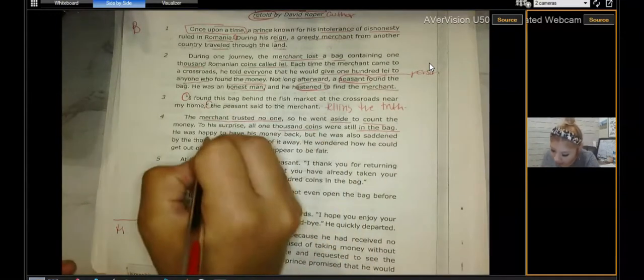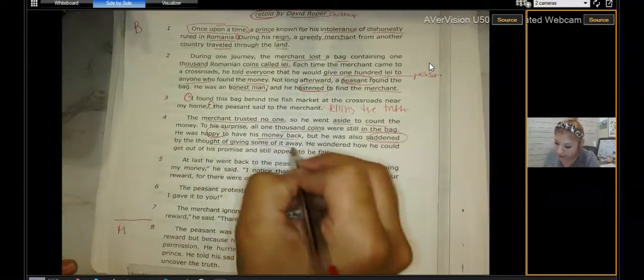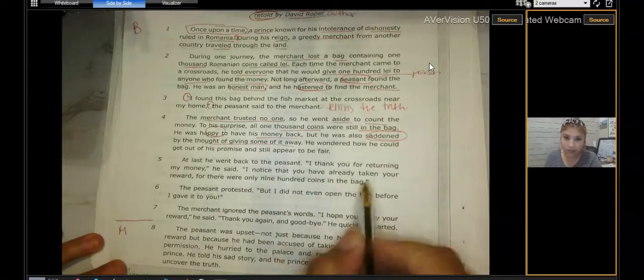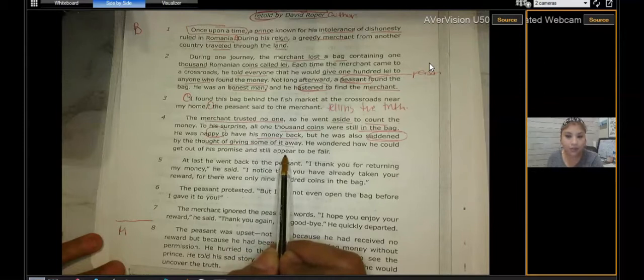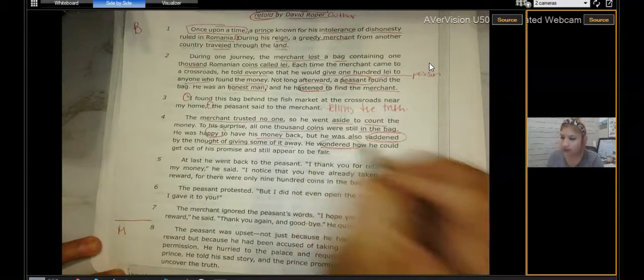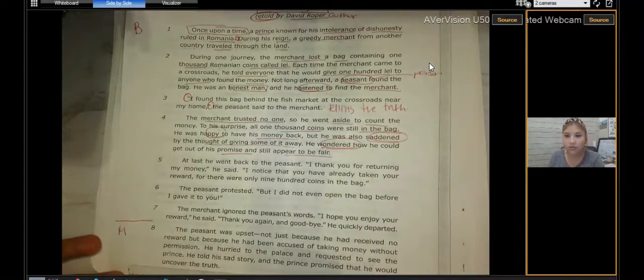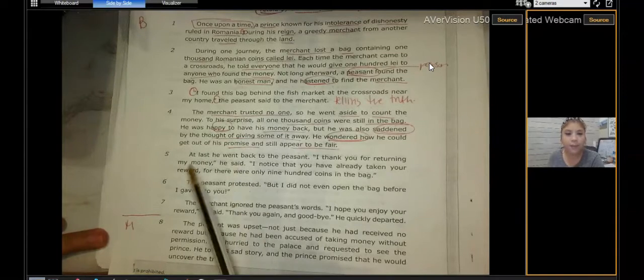Look what it says. He was happy to have his money back, but he was saddened by the thought of giving it away. Remember, he said whoever finds it, what was he going to do? He was going to give him 100 lei or 100 coins. He wondered how he could get out of his promise and still appear to be fair. So boys and girls, is he keeping his promise to give 100 coins or lei? No, right? Look what he's doing. He's already wondering how he can get out of his promise and still appear to be fair. So he's trying to be sneaky. He's not very honest.